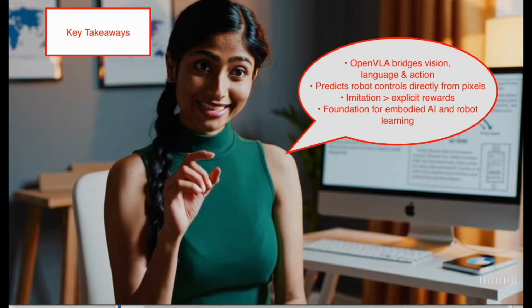Let us summarize the key takeaways. OpenVLA is a big step toward true embodied intelligence. It understands instructions and acts directly from raw pixels. No handcrafted rules, no explicit reward shaping. Just learned policies mapping vision and language into motor space. This same principle can power industrial arms, drones, or home robots. Anywhere perception meets control.